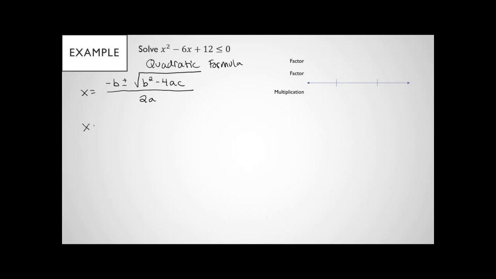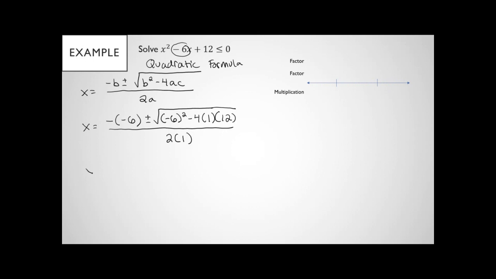So I need to start plugging in my numbers. So b is -6. So you still have that negative in front because it's -b. Plus or minus the square root of -6 squared minus 4 times 1, and then c is 12. And then in the denominator, we have 2 times 1.